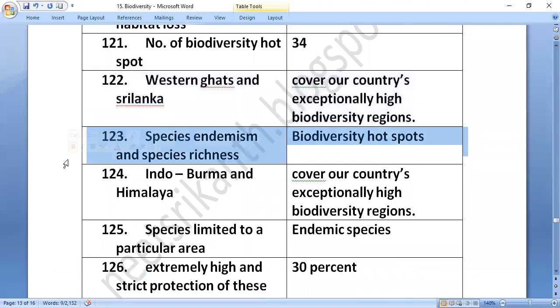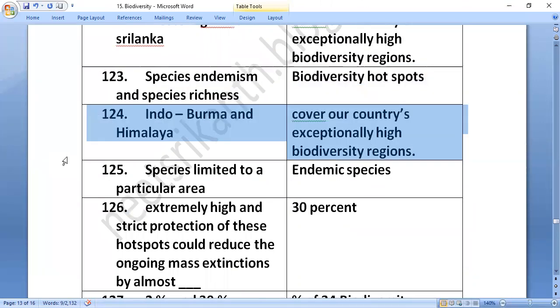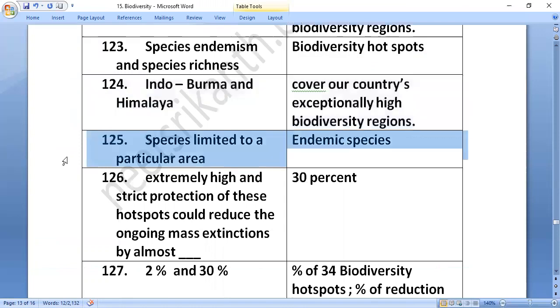Species endemism and species richness. Indo-Burma and Himalaya is also a biodiversity hotspot covering our country's exceptionally high biodiversity region. Species limited to a particular area are endemic species.